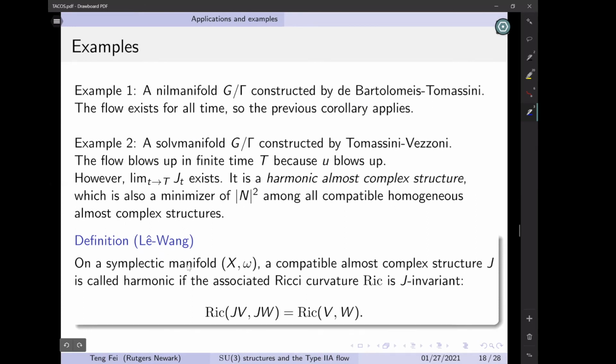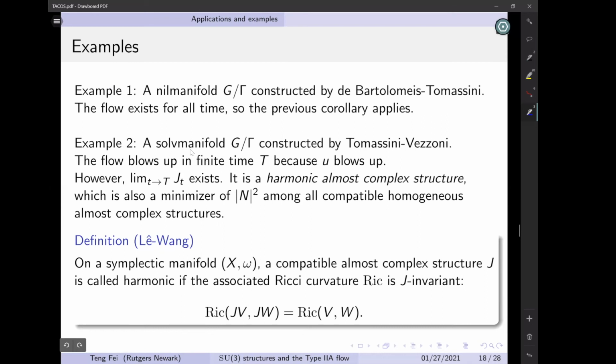So recall, this is a definition of Lotay and Wei. That is, if you have a symplectic manifold, a compatible almost complex structure is called harmonic if the associated Riemannian Ricci curvature tensor is actually J-invariant. That is, we have this kind of symmetry. And we know this kind of symmetry is always satisfied by Kähler manifolds. But there are examples of non-Kähler Hermitian or almost Hermitian manifolds still having this symmetry. So when this manifold is almost Kähler, this J is called a harmonic almost complex structure.